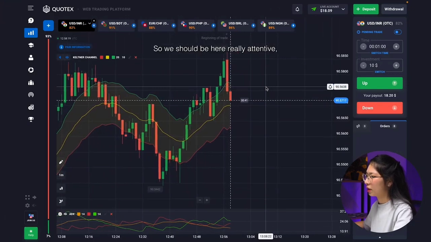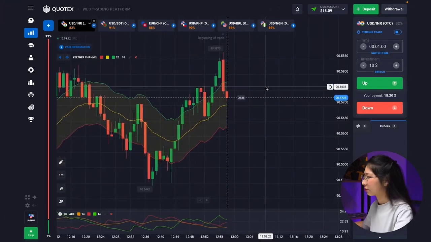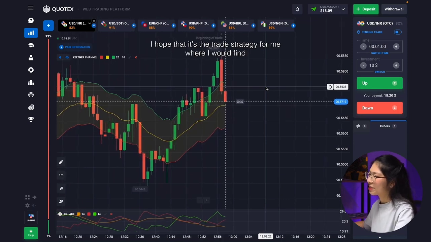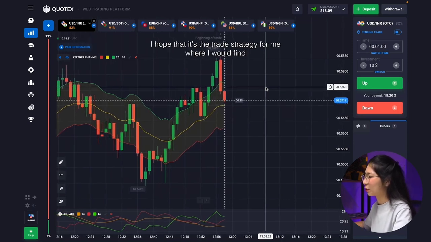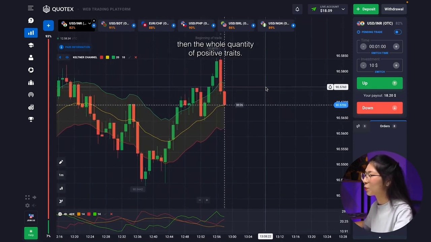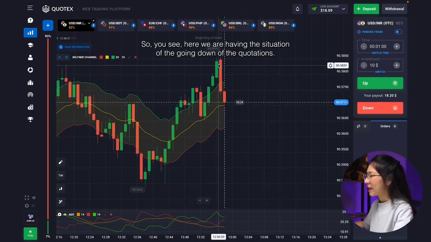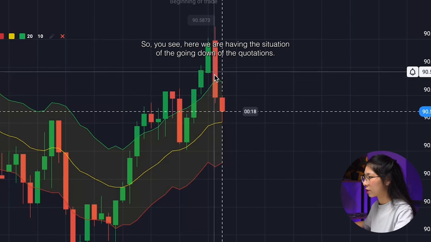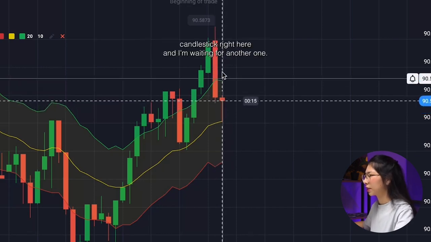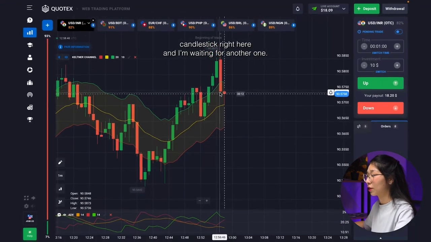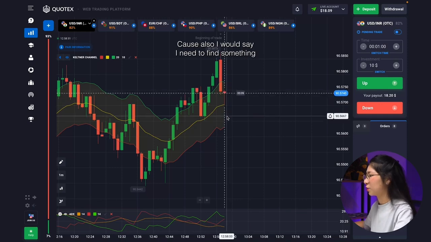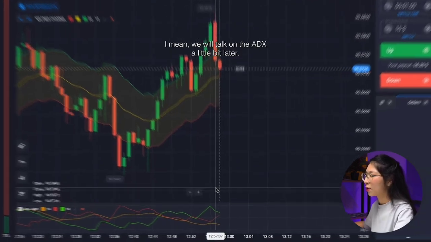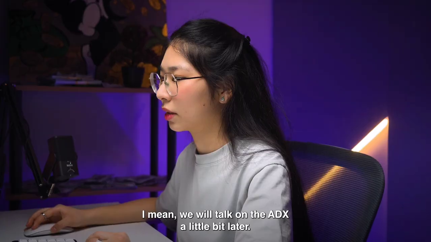So we should be really attentive here, because I need to make only positive trades. I hope that this is a trade strategy where I would find the whole quantity of positive trades. You see we have a situation of going down with the quotations. This is a strong red candlestick right here, and I'm waiting for another one, because I need to find something relative in terms of the ADX. We'll talk about the ADX a little bit later.